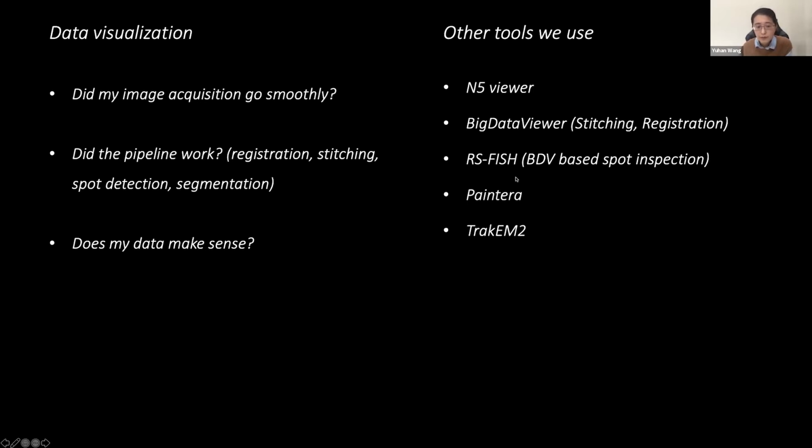And also most recently, we are also using the Spotiflow RS-FISH, where they have this big data viewer based spot inspection. They are all very helpful. And we also use the Cellpose for segmentation, manual annotations for training the segmentation pipeline, and we also use the TrackEM2.